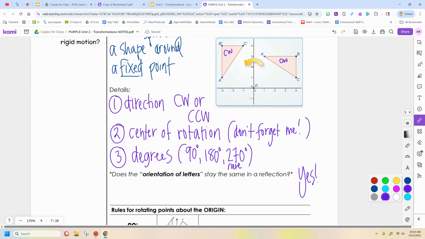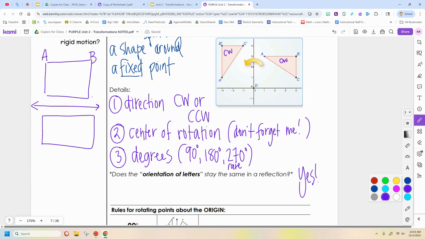What is orientation of letters? So orientation of letters is the fact that these letters, I'm going to do an example here. So don't write this down yet. I'll explain in just a minute. And you don't necessarily want to write it down here because I have something else to do here. Okay, this rectangle-ish shape I'm going to call A, B, C, D. Say I reflected over this line. The D would be here. The C would be here. The B would be there. And the A would be here.